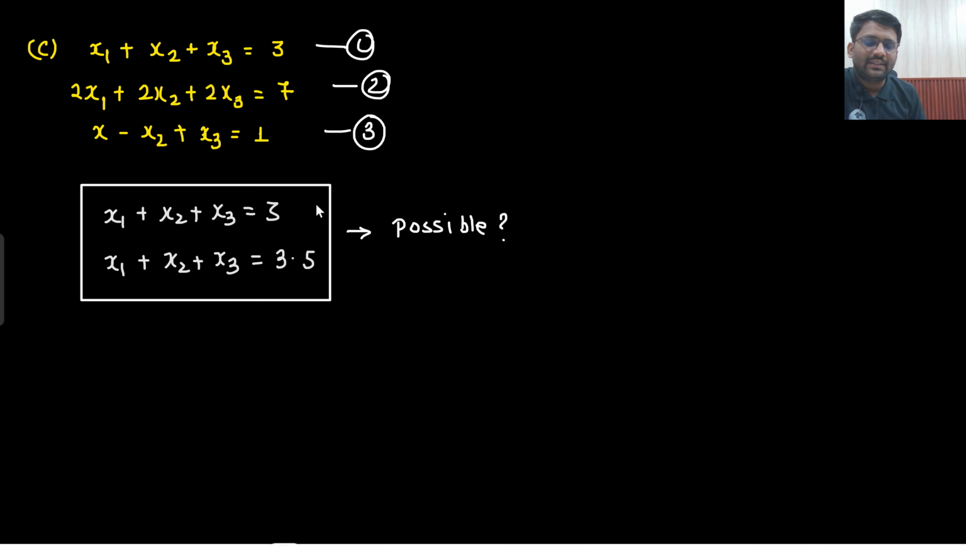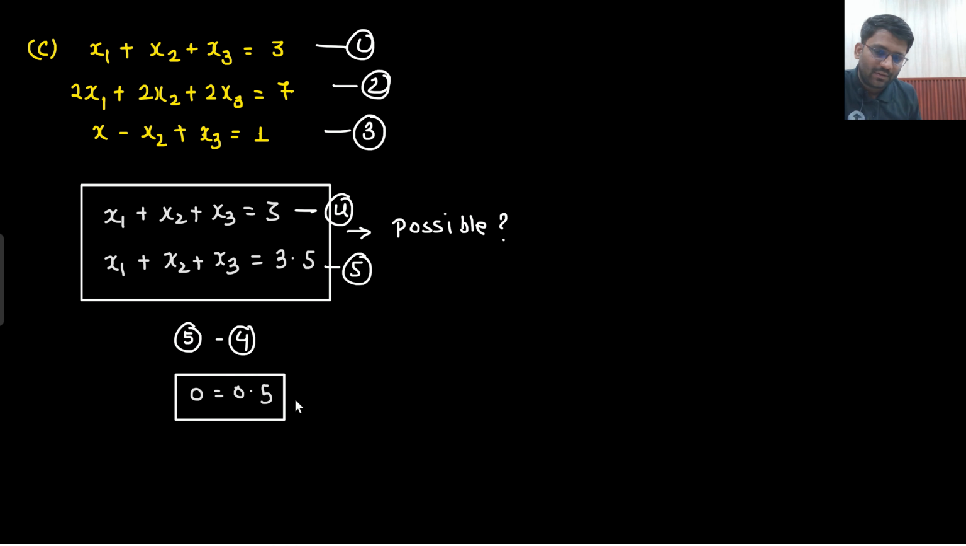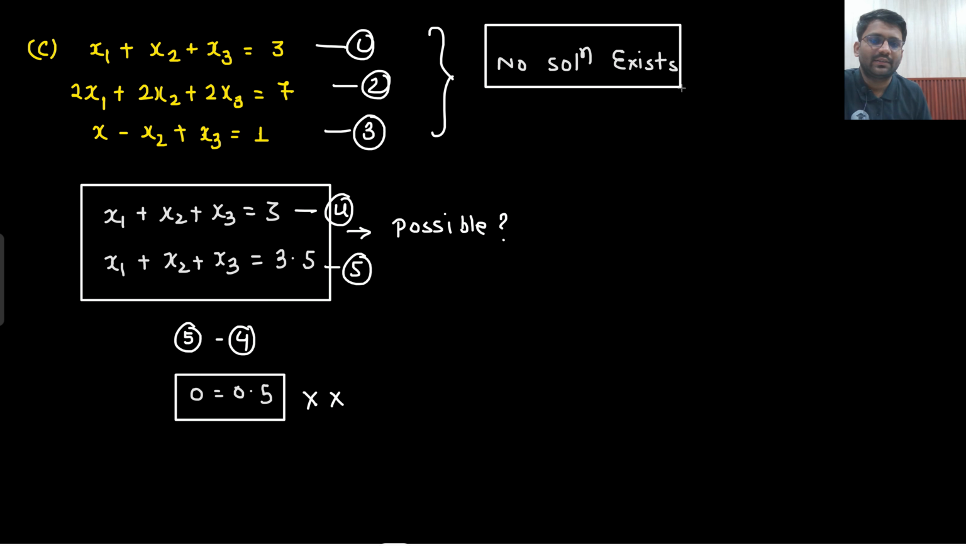It is not possible. Or what you can say is, let's call this equation 4 and this equation 5. Subtract 5 from 4. What will you get? X1 minus X1 will be 0. X2 minus X2 will be 0. X3 minus X3 will be 0. And 3.5 minus 3 will be 0.5. Is it possible? 0 equals 0.5. Not possible. What does that mean? No solution exists. There is another name for this. It is known as an inconsistent solution. If there is no solution, it is known as an inconsistent solution.